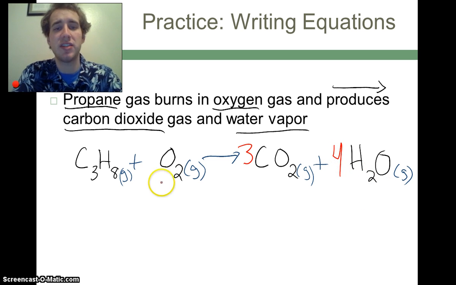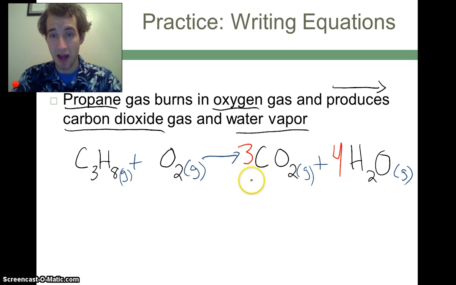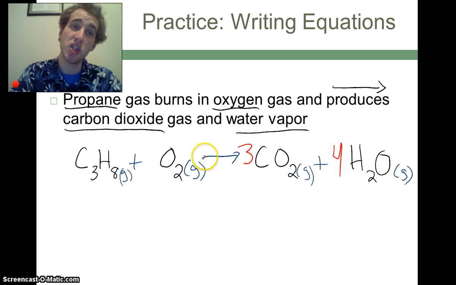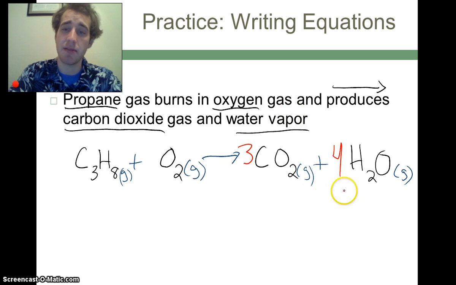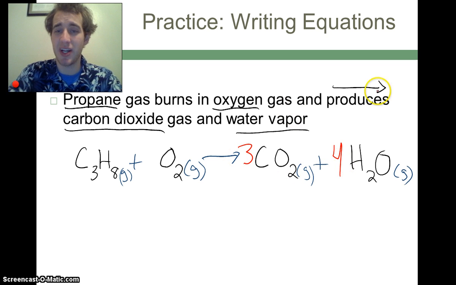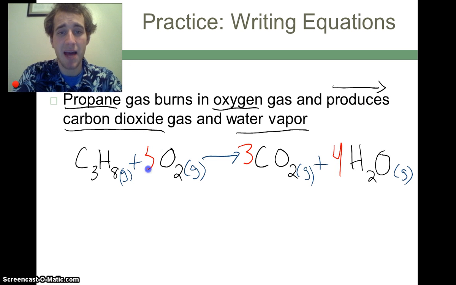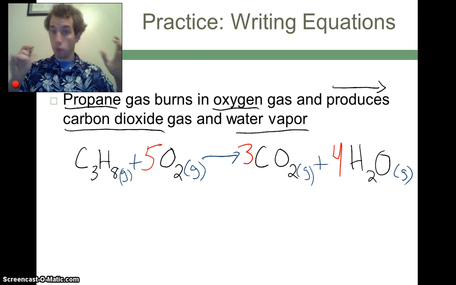All right, we've got 2 oxygens on the reactant side. We've got 3 times 2, 6 oxygens in that carbon dioxide, plus 4 more gives us a total on the product side of 10. All right, 6 plus 4 is 10 on the product side. We'll need to multiply this guy by 5 to get it to balance out. All right. We can do this.